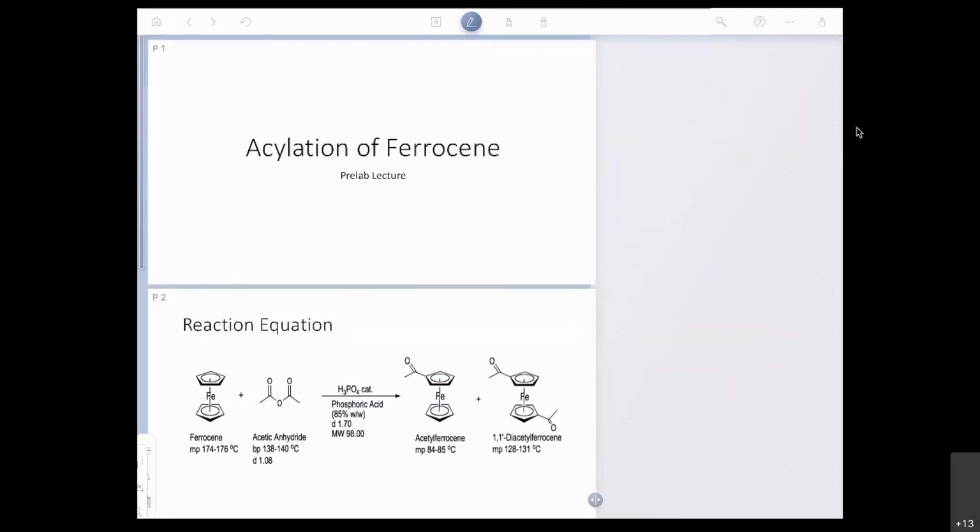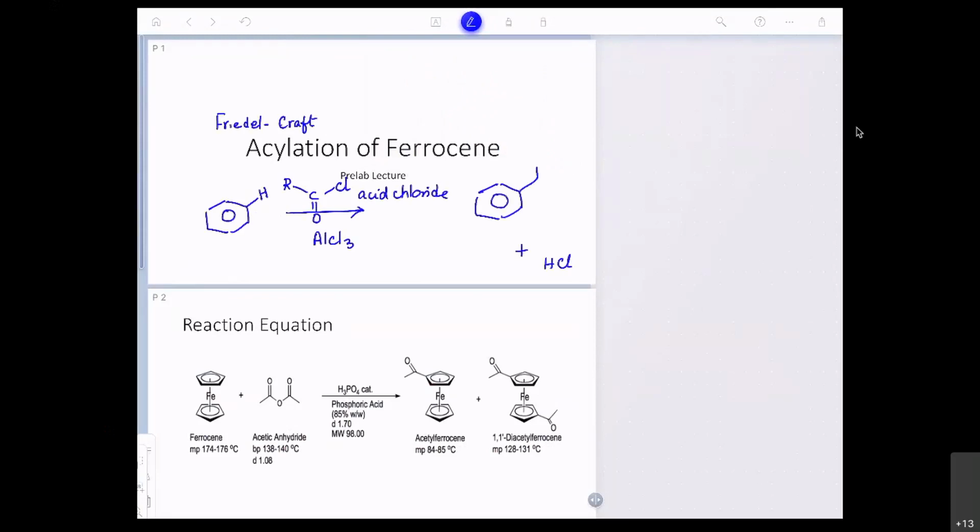So let's start with acylation of ferrocene. As we know clearly from the title itself, this is a Friedel-Crafts acylation. So we are looking at a Friedel-Crafts reaction. Typically the reaction is taking benzene, just to review very quickly, taking an acid chloride. So this is our acid chloride. Our classic catalyst is aluminum chloride. So we are going to substitute a hydrogen. A side product is HCl, plus you'll get the substituted product, which is a ketone.